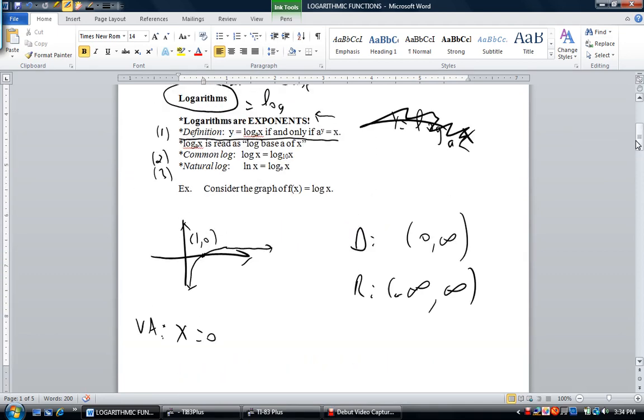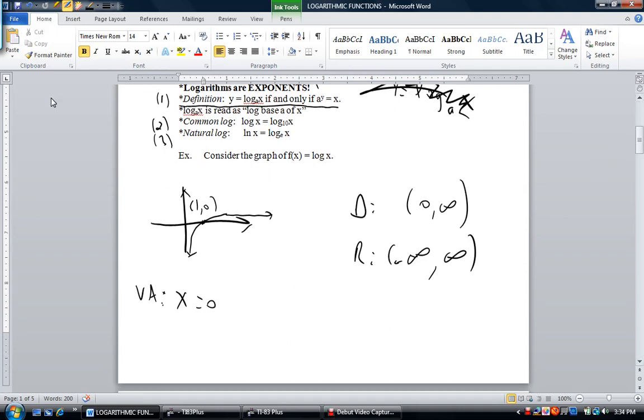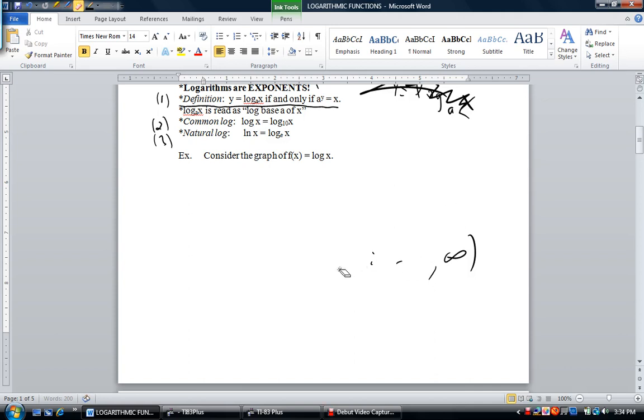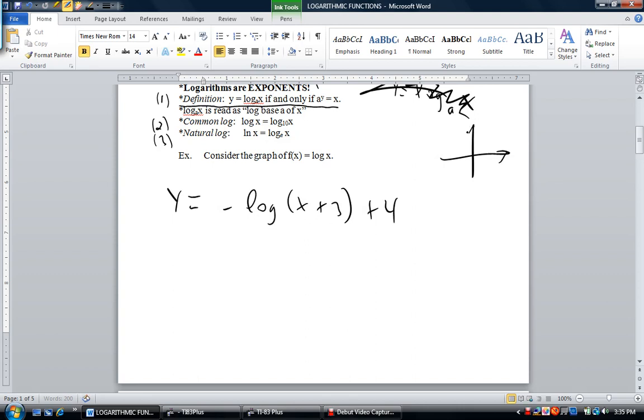Well, but before we do that, let's consider something that you may see that involves transformations. So I'm going to erase this. Now I'm just thinking about what do we want to use. I probably should let that graph up there, but that's okay. Let's look at this. We have y equals negative log of x plus 3, plus 4. Now remember, this is the basic shape of the logarithm graph.